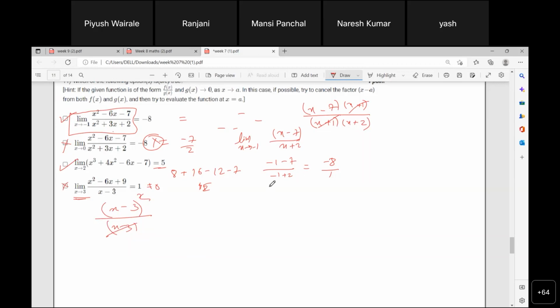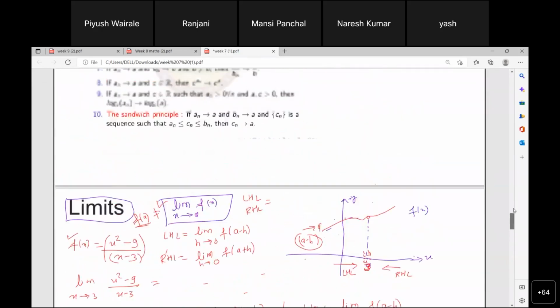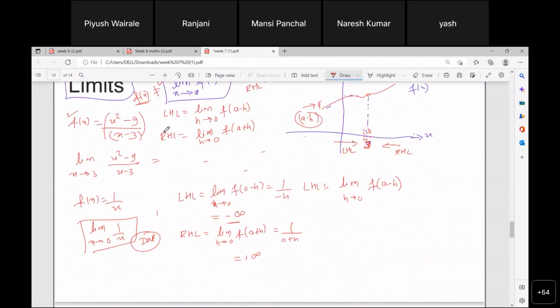We'll study in derivatives what the L'Hospital rule is. In that we can differentiate both numerator and denominator if we get the indeterminate form. So any doubt in this part? Week 7. No, sir.